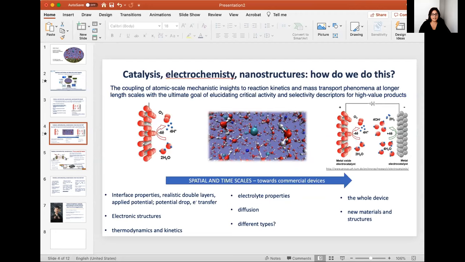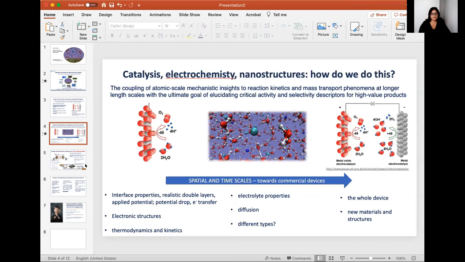So this means that we need to understand the most fundamental processes which occur at the interface at the atomistic level, so understanding electronic structure, interface properties, but then how all these properties inform and are informed by the electrolyte properties, the diffusion of different species which occur in solution, and the relevance of the different types. And crossing these spatial and time scales, the general objective would be to really progress towards better commercial devices.